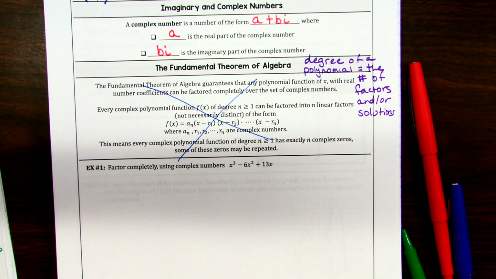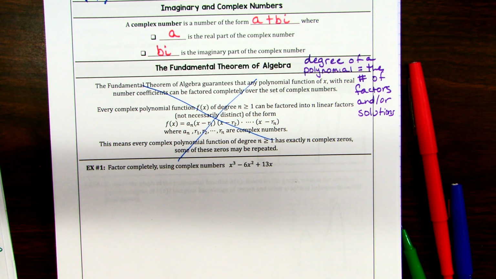Degree of a polynomial equals the number of factors and/or solutions. Degree. We talked about degree a couple of days ago. Degree is the biggest exponent, right? The exponent that has the largest value. That number tells us lots and lots about a polynomial.